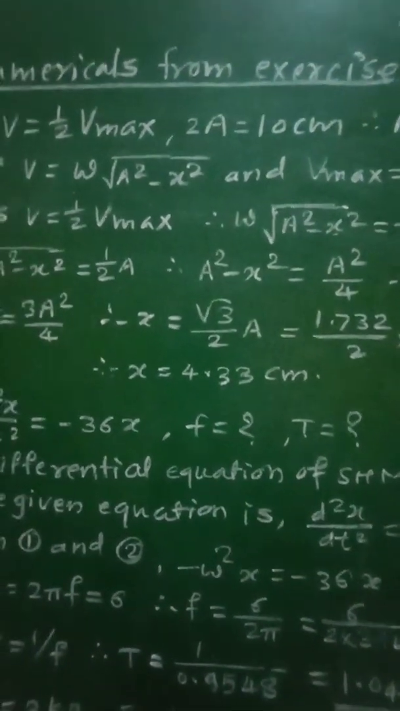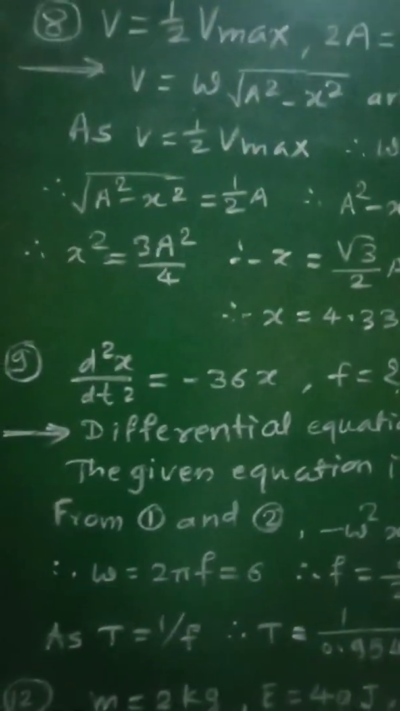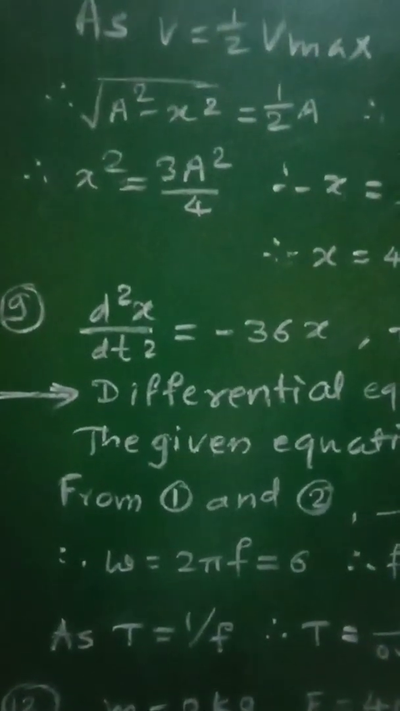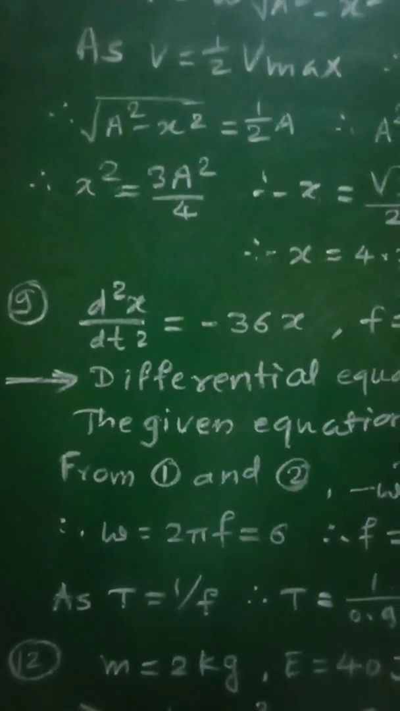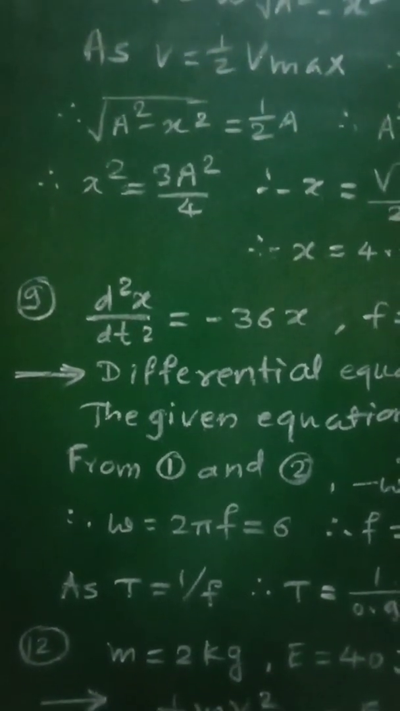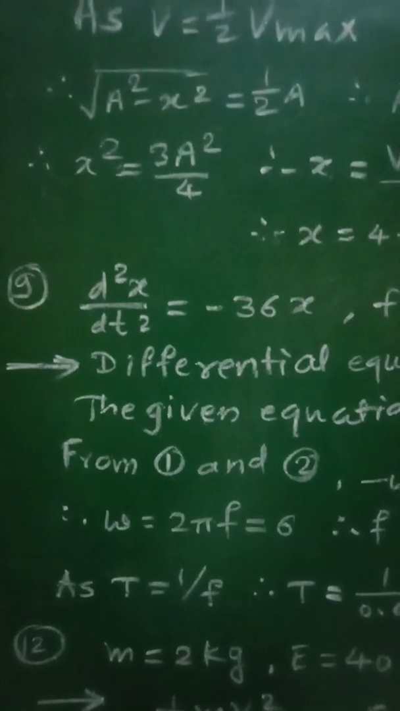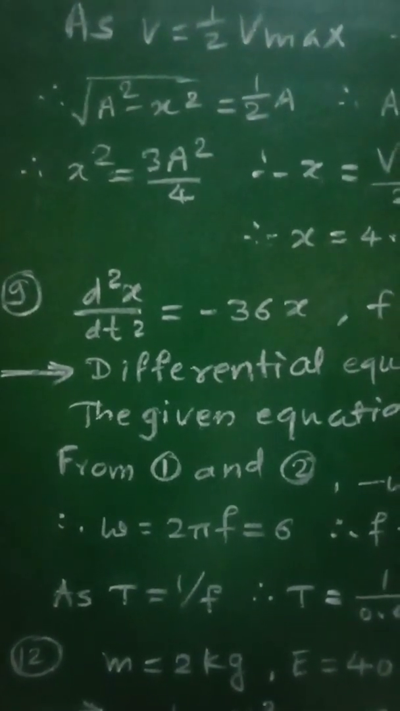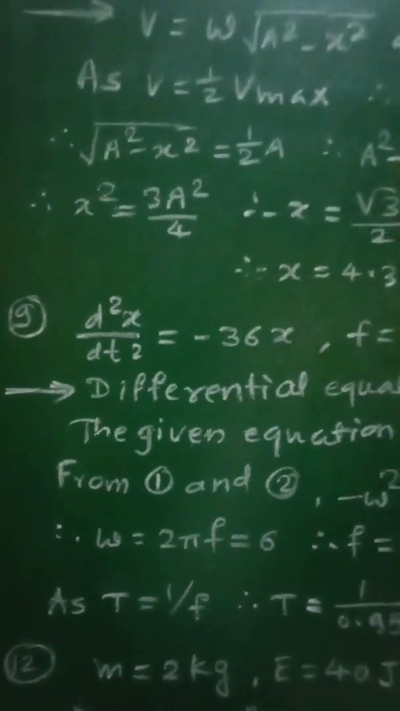Then we will go for the next numerical, that is question number 9, in which it is given that in SI units the differential equation of SHM is d square x by dt square equal to minus 36x. Find its frequency and period.